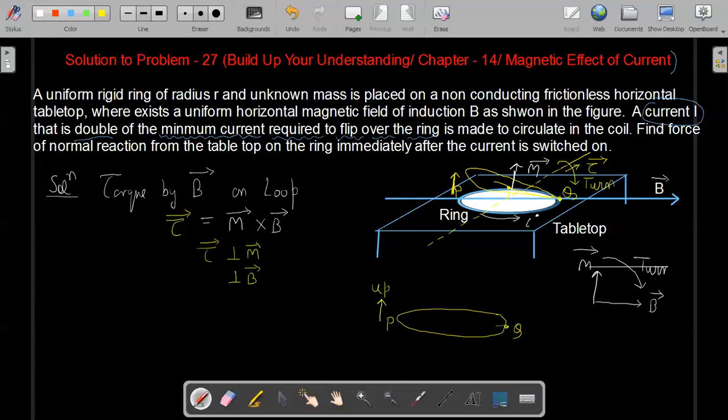The moment the ring tries to move up, the force of gravity pulls it downward, pulls it back. So to flip this ring, the torque generated by the magnetic field must exceed the opposing torque of gravity relative to the reference point capital Q.